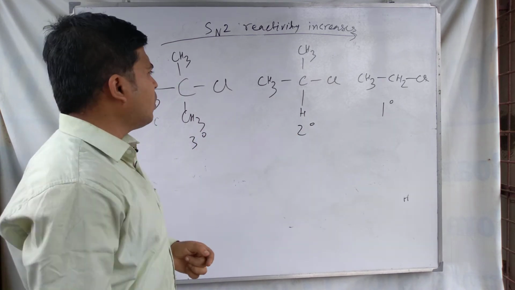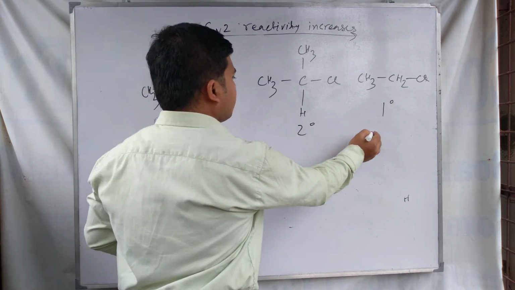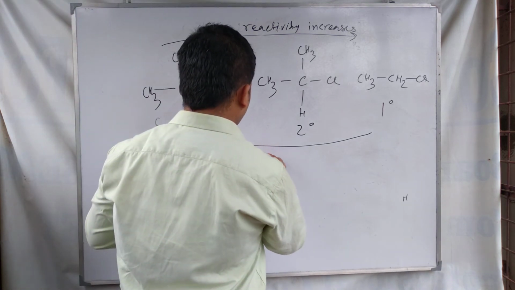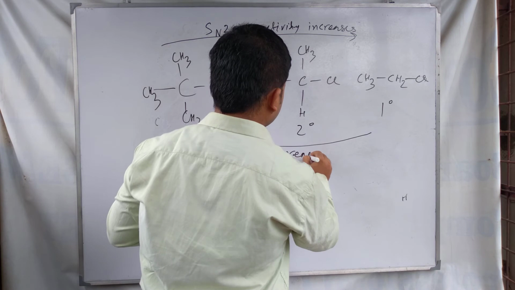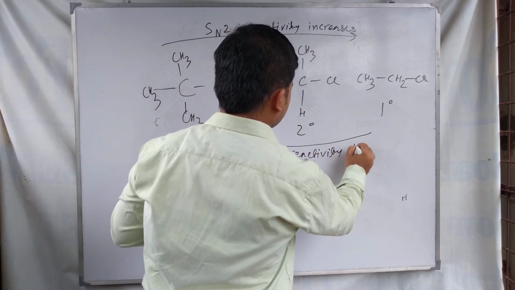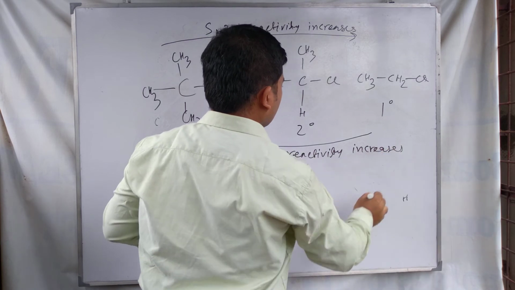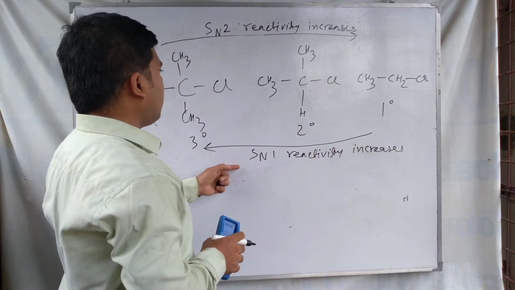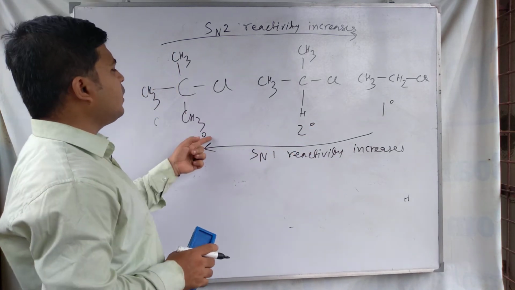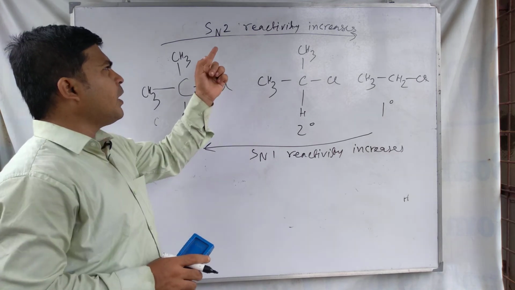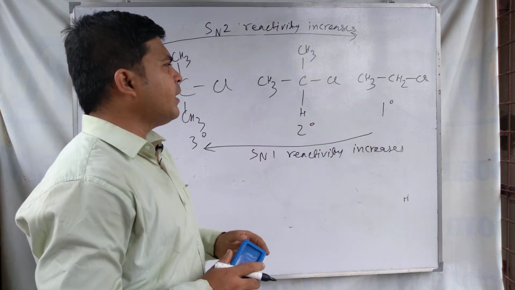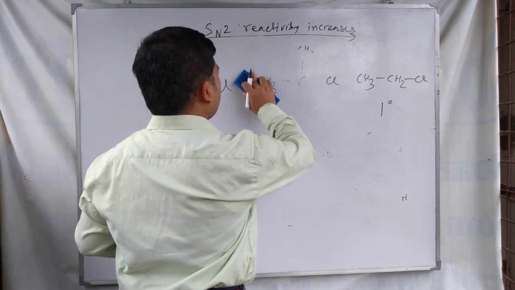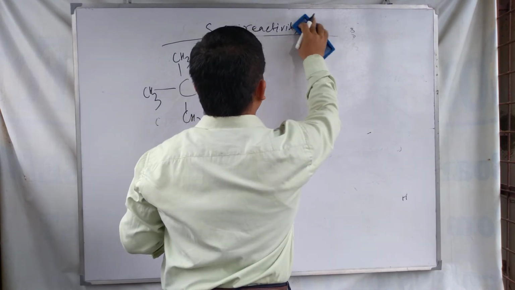and secondary alkyl halide. And if we come in this direction, from 1 degree to 3 degree, the SN1 reactivity increases. 3 degree has maximum SN1 reactivity, whereas SN2 reactivity is maximum in the case of 1 degree alkyl halide. So now we have to know the reason for the reactivity of the primary and the tertiary for SN2 and SN1.